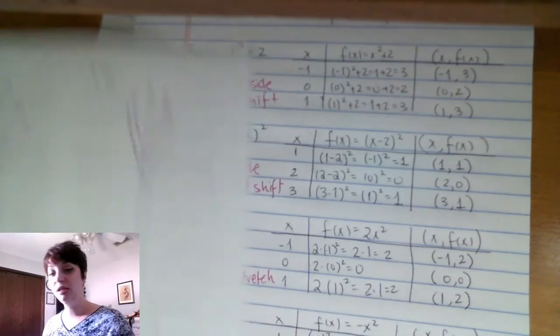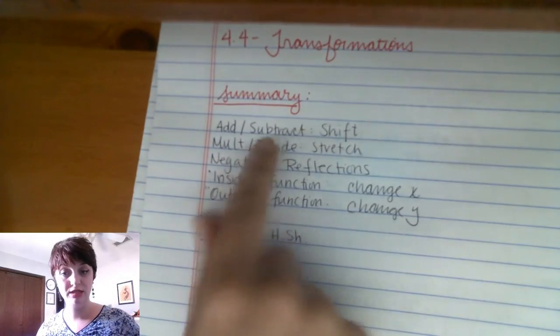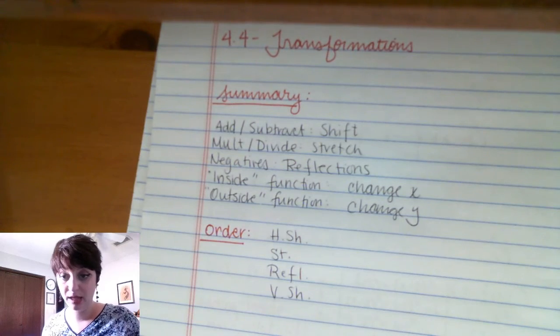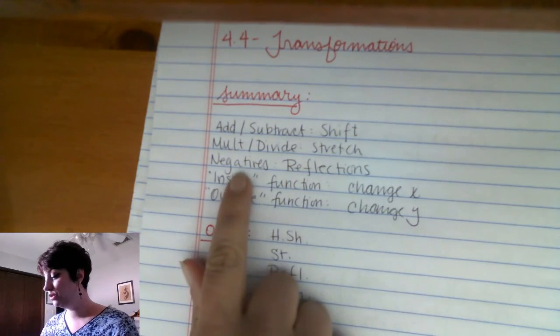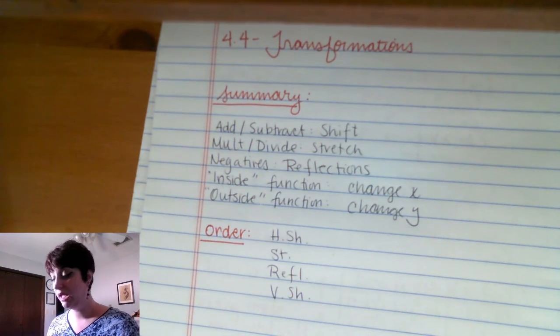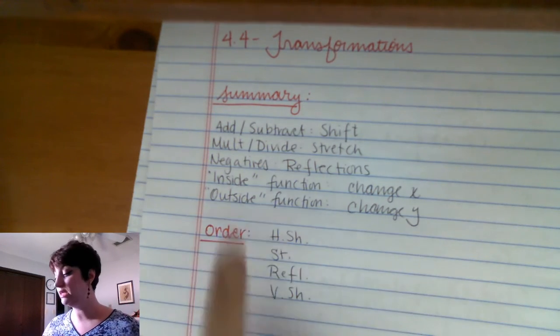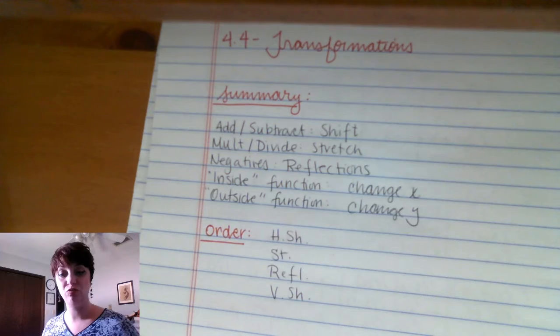Okay, so that's an illustration of the different transformations. Now, my summary is as follows. If you add or subtract, then you have some sort of shift. If you multiply or divide, then it's some sort of stretch. If you multiply by a negative, that's some sort of reflection. If whatever operation you're doing happens inside of the function, you change your x's. If it happens outside of the function, then you change your y values.